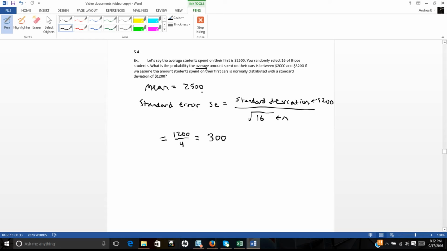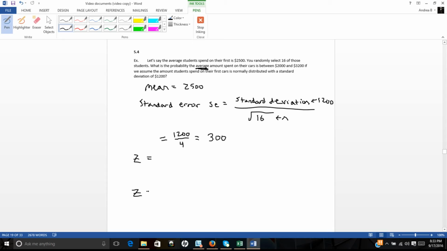So then whenever we're finding our z-score, which remember is how we go through and find our probabilities, we're going to want to use that standard error value instead of the standard deviation. So once again, the standard deviation is used to find the standard error, but in terms of actually finding our z-scores, we use the standard error whenever we're dealing with a sampling distribution, whenever it says that we need to find the probability of the average amount of something.